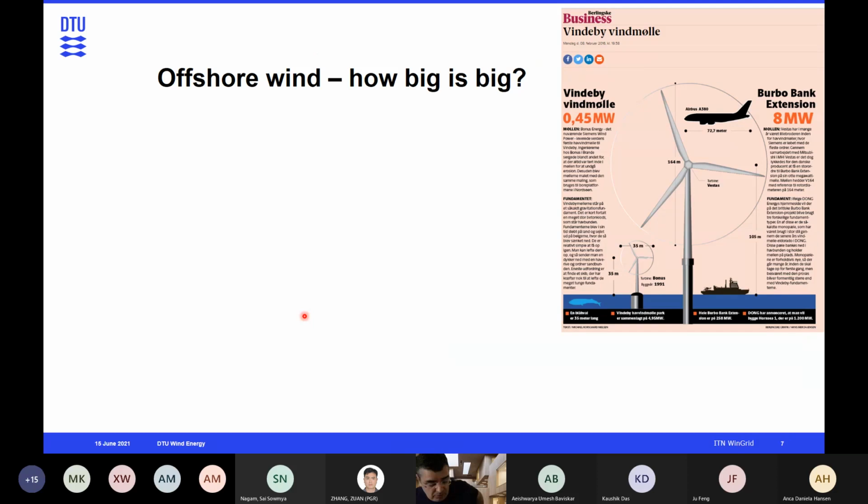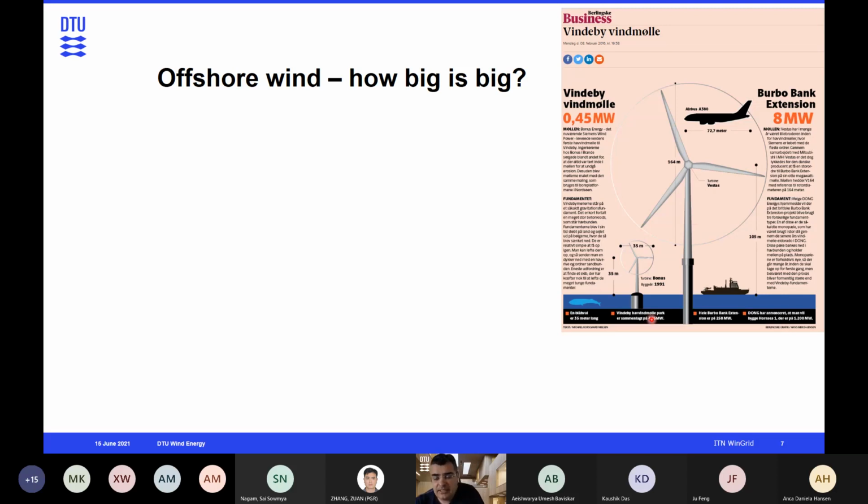Moving on, when we talk about offshore wind, I don't really know your individual PhD projects, but I would be surprised if at least a few of you are not related to offshore wind. And in general, when we say offshore wind, we say that offshore wind is big. So when we talk about how big offshore wind is, you can see here newspapers.